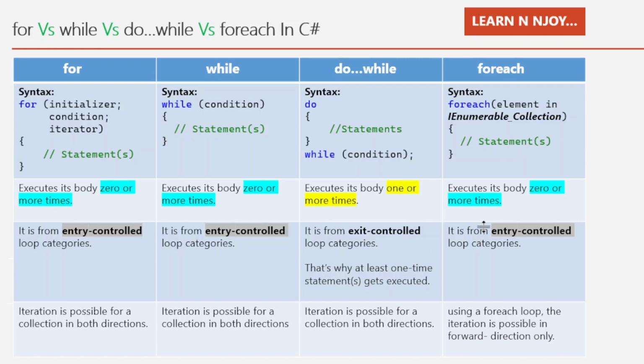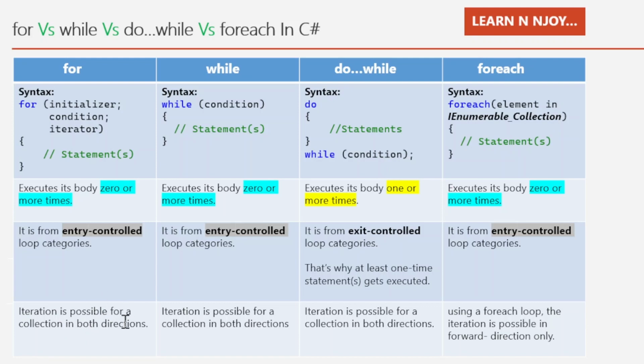Coming to the foreach, it is also from the entry control loop category because it is going to verify whether that particular element exists in this collection or not. If it does not, then it is not going to execute this statement, and that's what it is controlled at the entry point itself. Okay, number 4, iteration is possible for a collection in both directions.